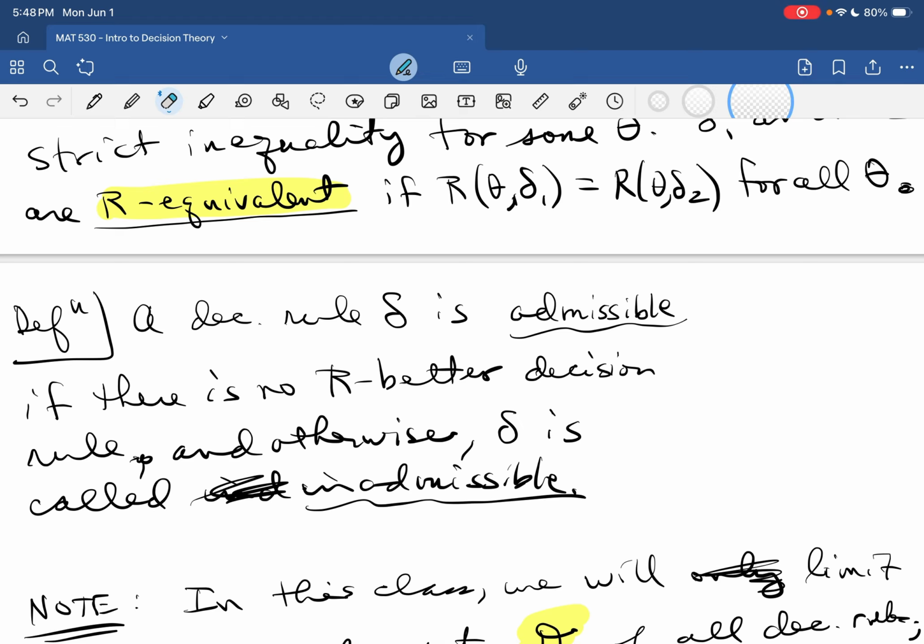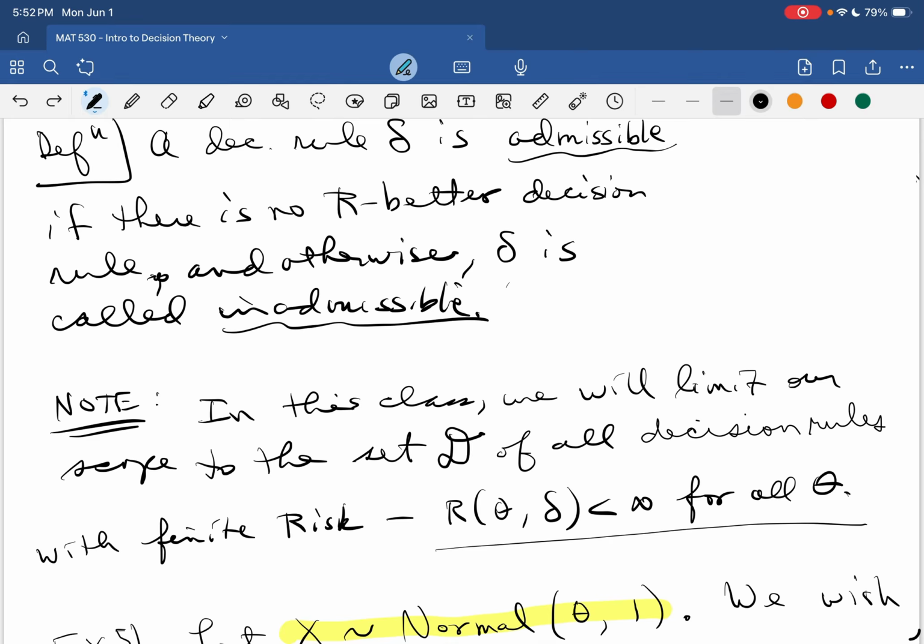And we saw that earlier. Remember, with the red curve, it was inadmissible because we could do better. But then with the other two, there was no clear winner. So in my example earlier, those last two that I drew were both admissible. In this course, we will only consider decision rules that have finite risk, and we'll call this set Fancy D. And again, we require that the risk is finite for all theta.